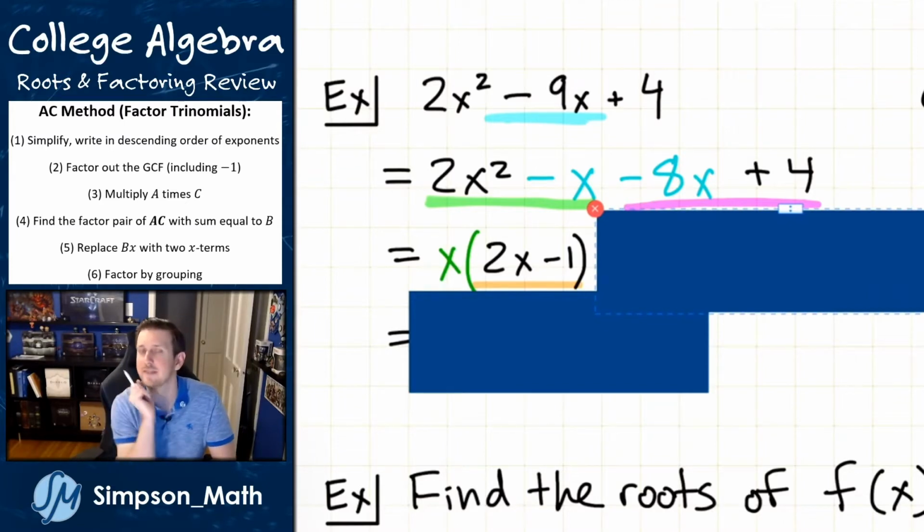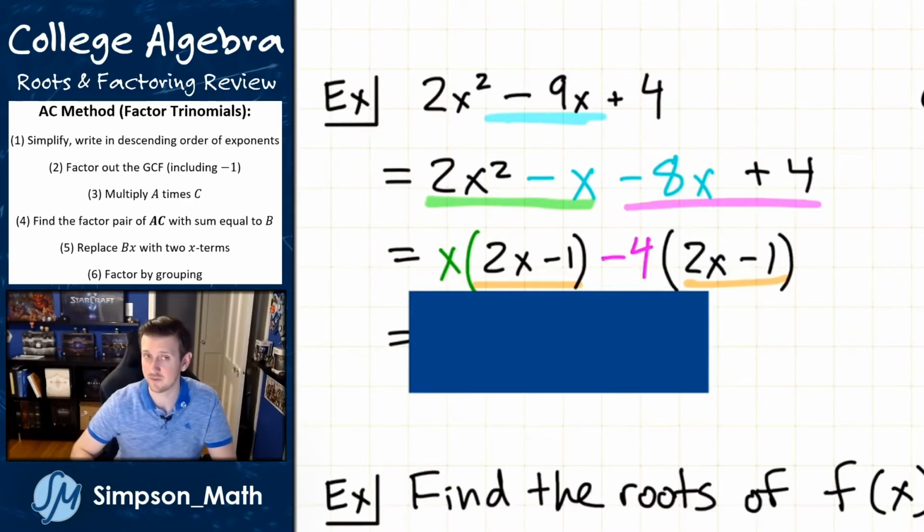Now, what about that second set? So the GCF of negative 8x and positive 4 is what? If you recall from my GCF video, you have to make sure to deal with that negative if it's first. Since our leading coefficient is negative, then our GCF is also going to be negative. So the GCF of a negative 8x and 4 is negative 4.